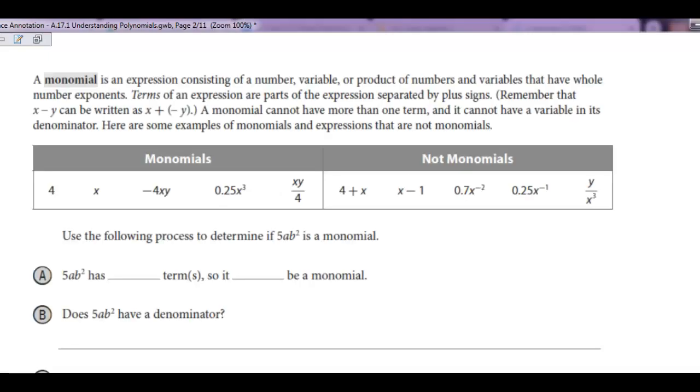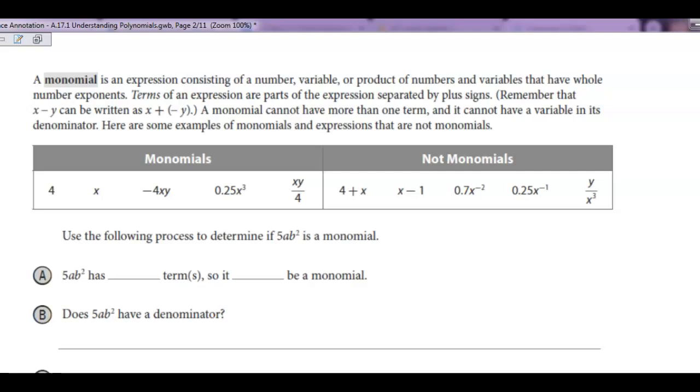So a monomial is an expression consisting of a number, variable, or product of numbers and variables that have whole number exponents. Terms of an expression are parts of the expression separated by plus signs. Remember that x minus y can be written as x plus negative y. A monomial cannot have more than one term, and it cannot have a variable in its denominator.